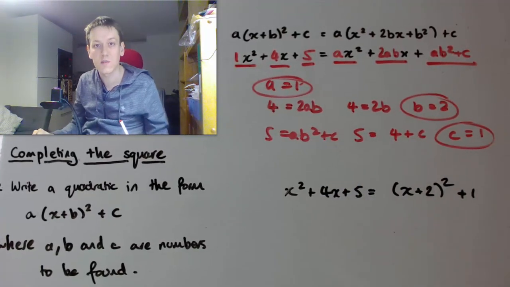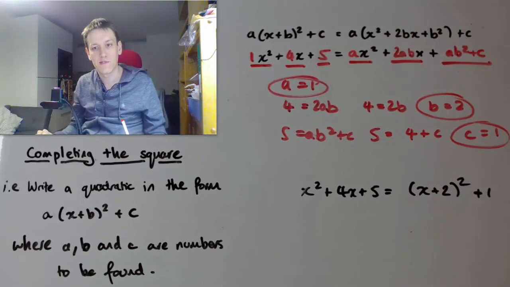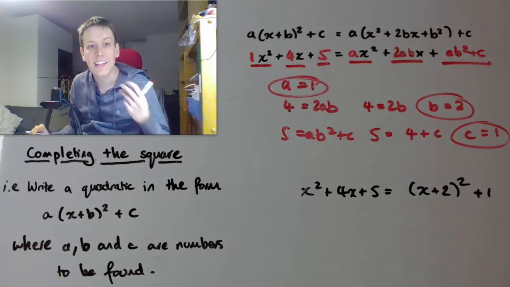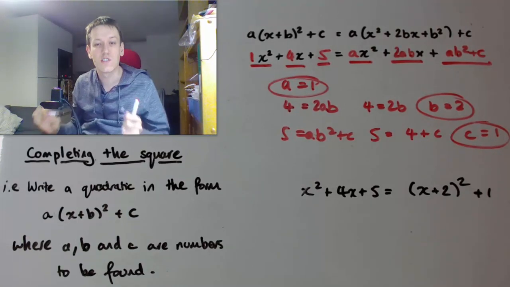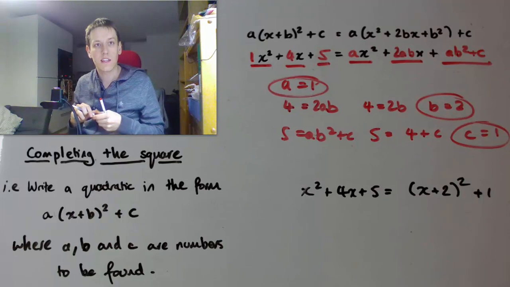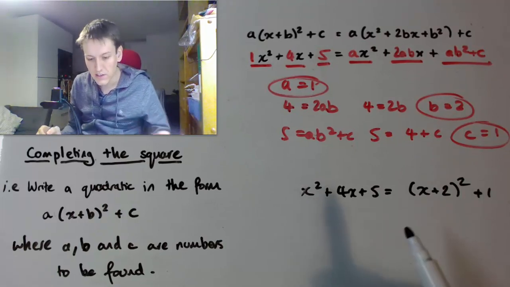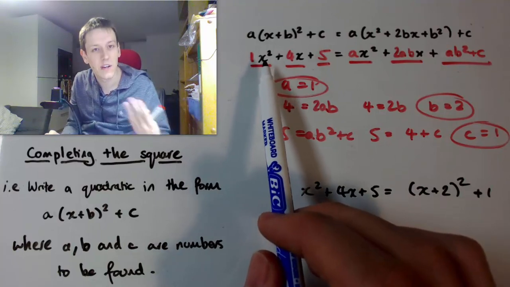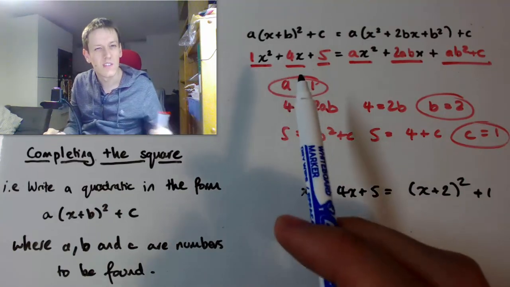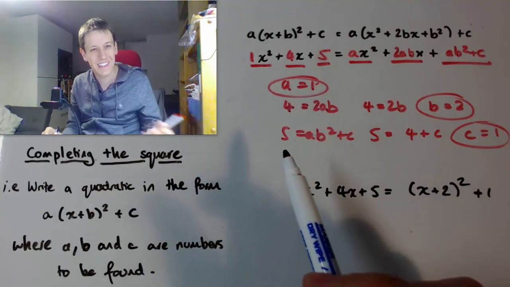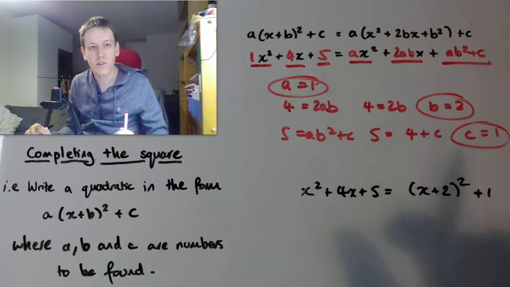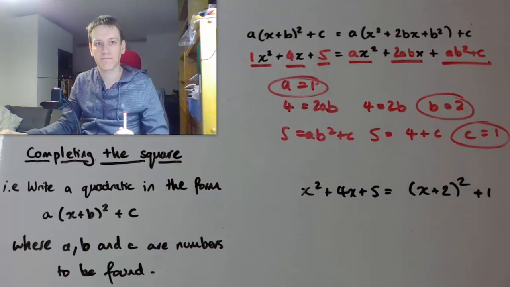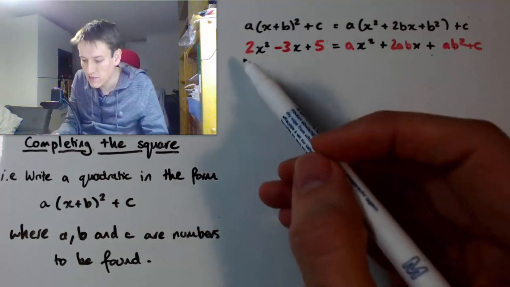Right, so I've completed the square on x squared plus 4x plus 5. And the nice thing about this method is it's just as easy to do this for any other quadratic. It doesn't matter if it's got just 1x squared or 2x squared or more. Sometimes you learn to do them separately, but it's easier just to have one method to do all of them, I think. So let's do the same thing again.